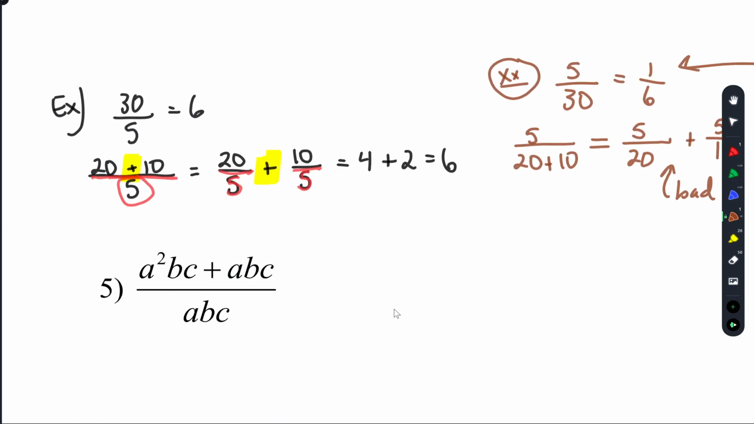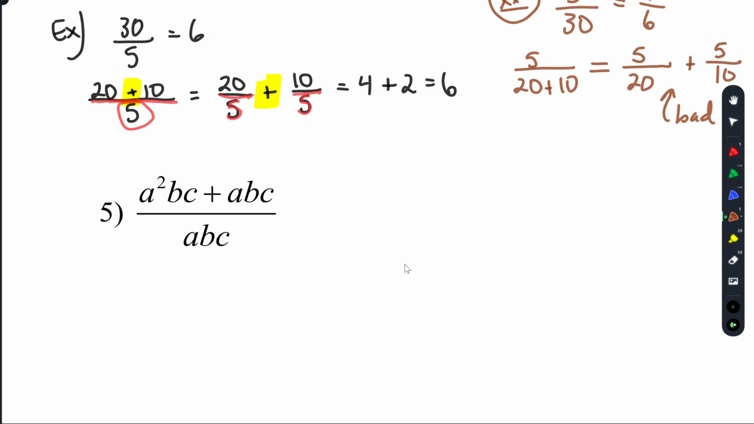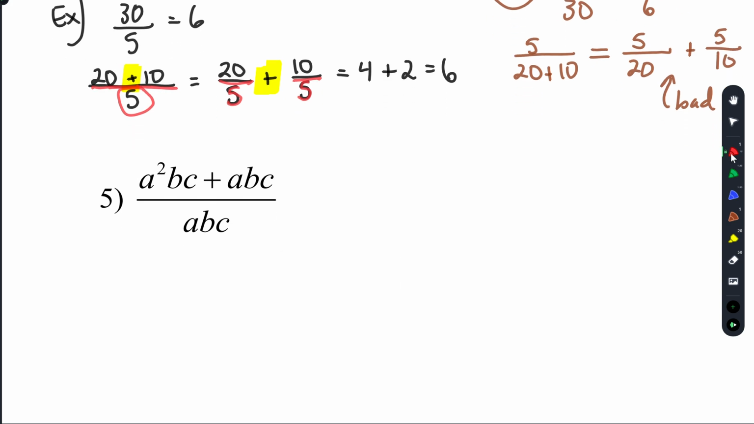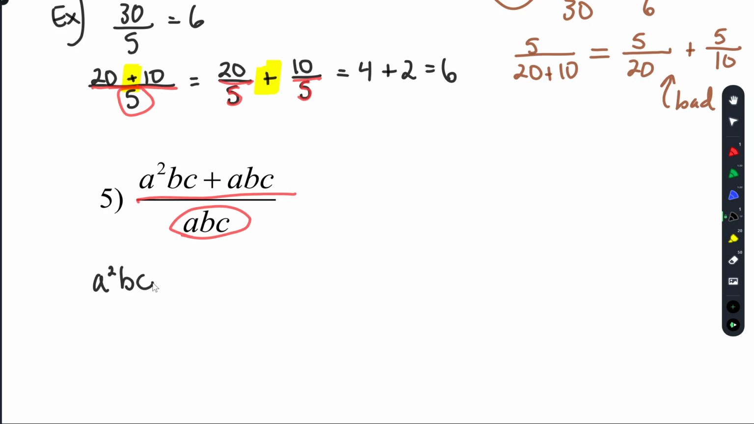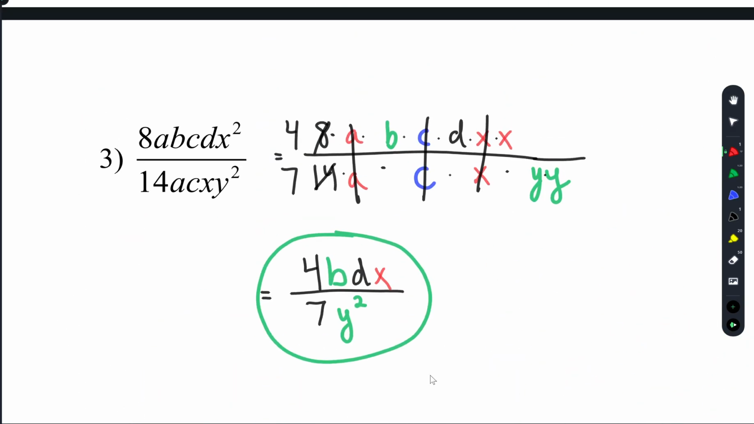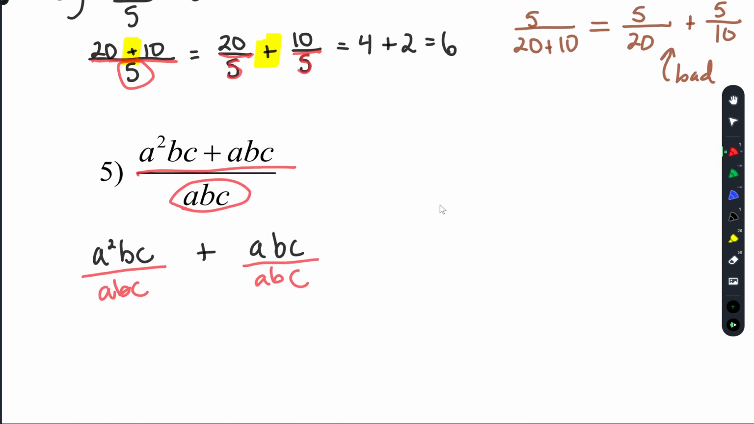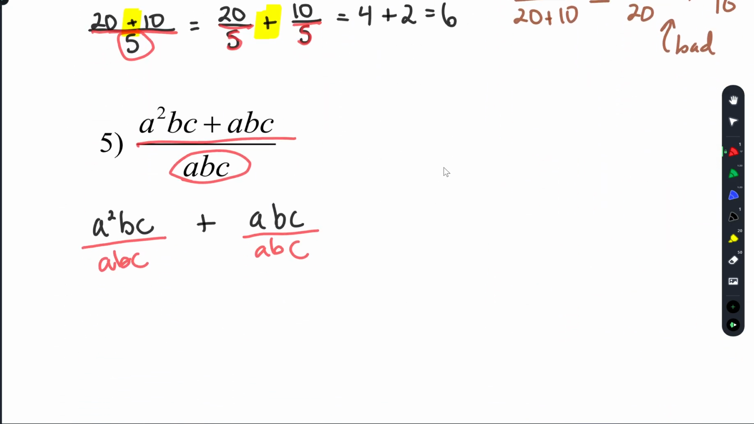So basically the way you do these, the psycho kind of ones, is you're going to divide each of them separately by this. So you're going to have the a squared bc plus abc like normal, but then you're going to divide each of them by abc. So it's like two problems in a way. Now it looks like the other ones you were doing. You're doing this twice. You're going to simplify the first one and then simplify the second one.